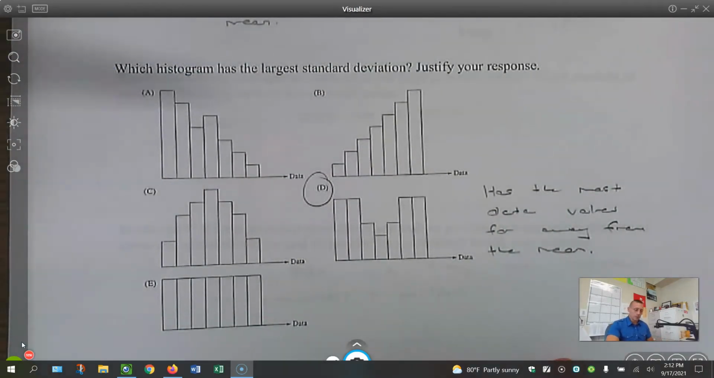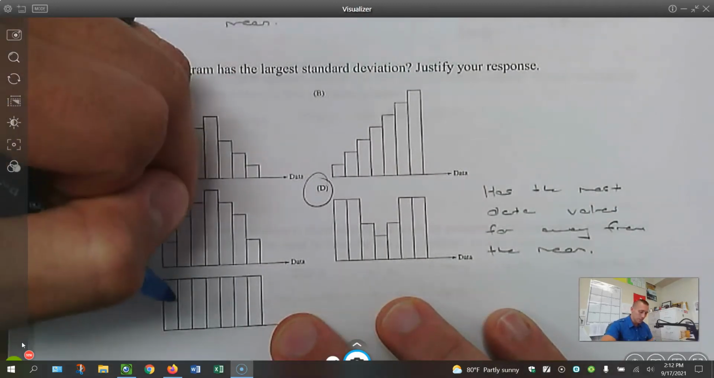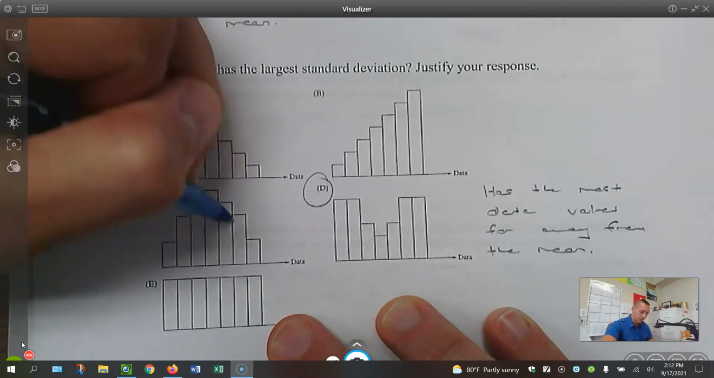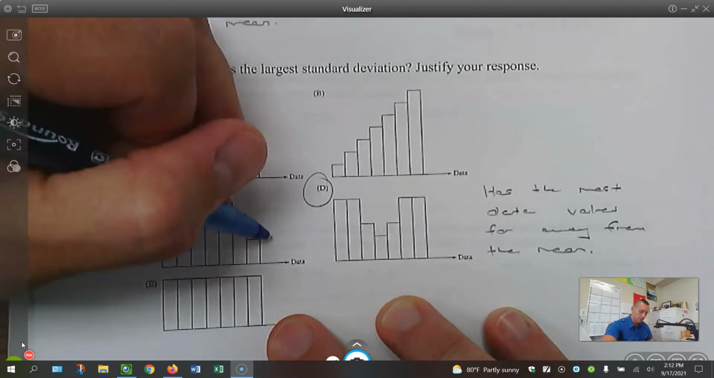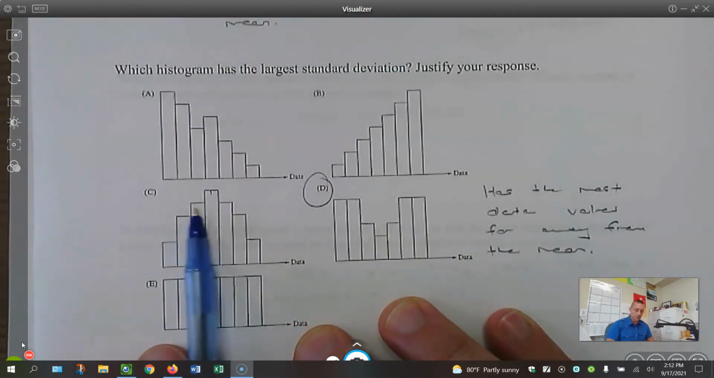Largest standard deviation. You are thinking in terms of distance away from the mean, typical distance away from the mean. So you'll notice in C and E, well, let's talk about C first. This looks roughly symmetric, if not perfectly symmetric. The mean would be in the center here, and most of the data is towards the mean.